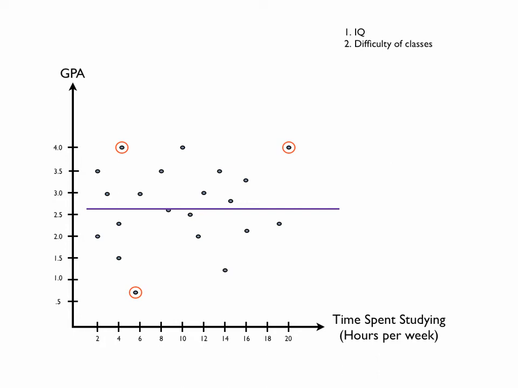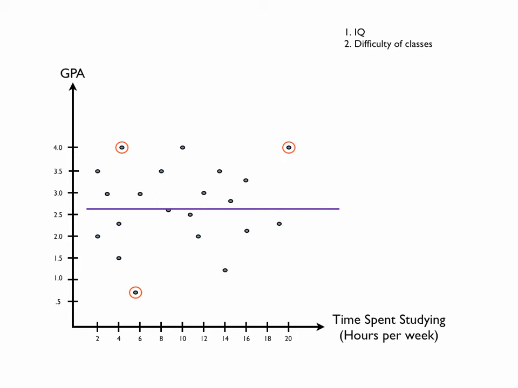Number two, I might look at the difficulty of classes. Maybe the student in the lower left who studied just fewer than 6 hours and has a 0.75 took very difficult courses like physics and economics, where the student with the 4.0 who studied just over 4 hours per week took a lot of easy classes such as pottery and playing guitar. Those were much easier courses.